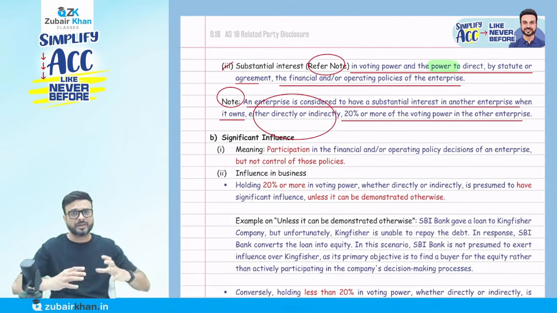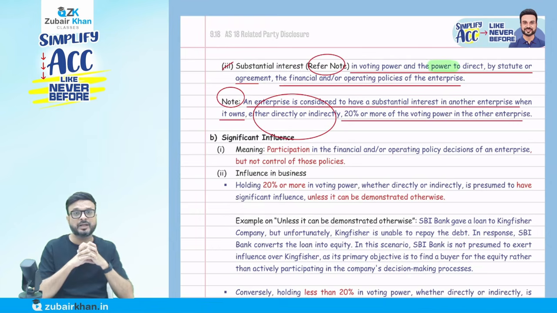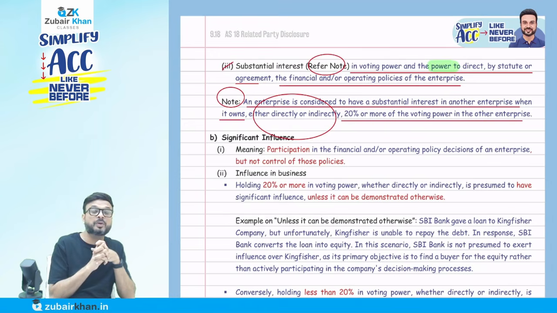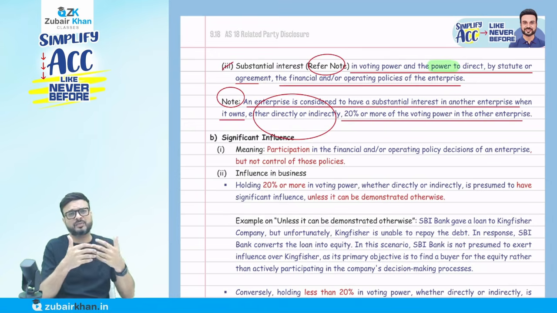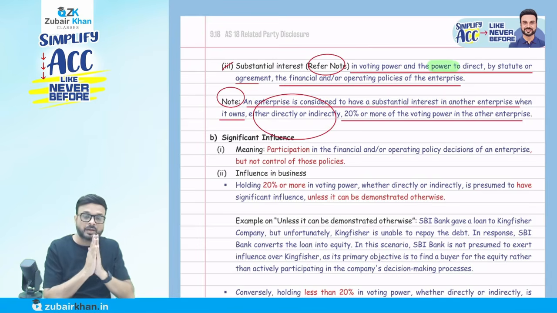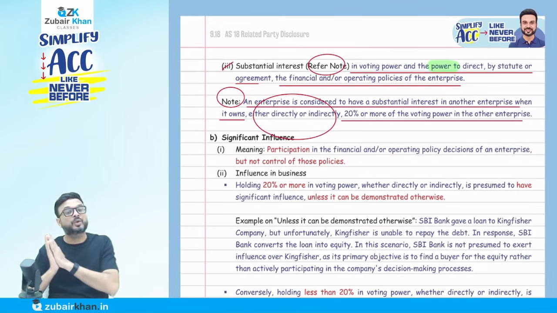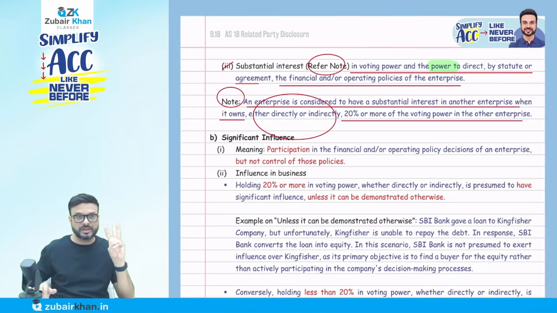They say we have a substantial interest here now. I have the power to direct by law or by an agreement, but if we hold directly or indirectly 20% or more of the voting power in the other enterprise, then we say we have a substantial interest in them. Now understand this point. We talk about the control. How can we achieve the control? There are 3 ways we can achieve the control.